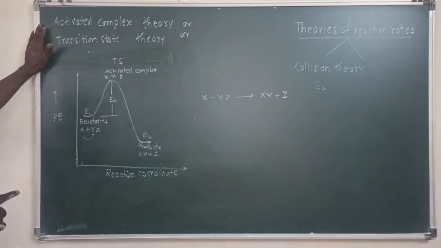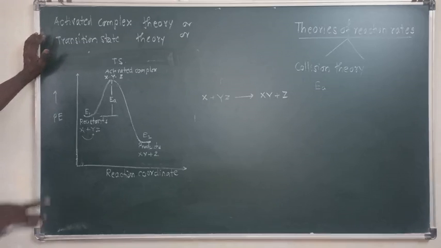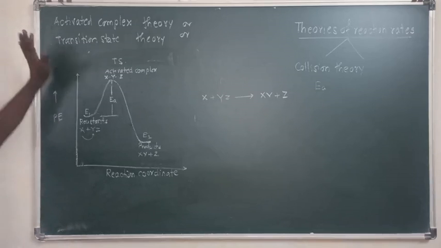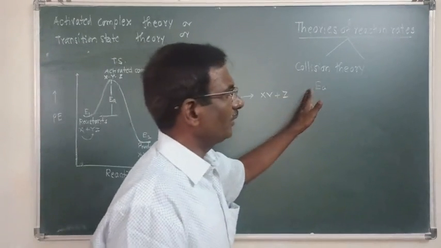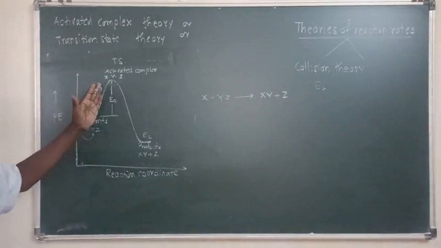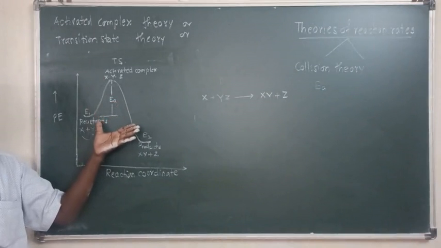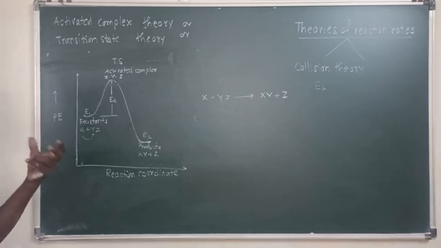In this theory, the reactant molecules, before going to products, form the activated complex. So the only difference is that in collision theory there is no activated complex, and in this theory there is an activated complex. So from these two theories we can explain the theories of reaction rates.